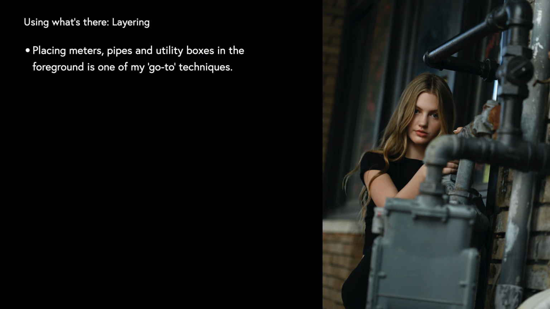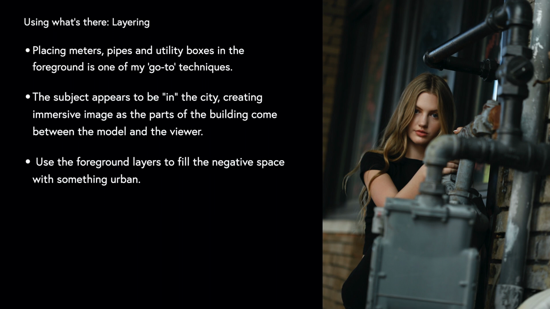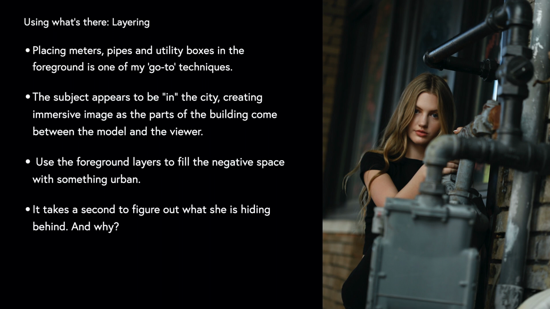Using what's there. Layering. Placing meters, pipes, and utility boxes in the foreground is one of my go-to techniques. The subject appears to be in the city, creating an immersive image as the parts of the building come between the model and the viewer. Use the foreground layers to fill the negative space with something urban. It takes a second to figure out what she's hiding behind and why.